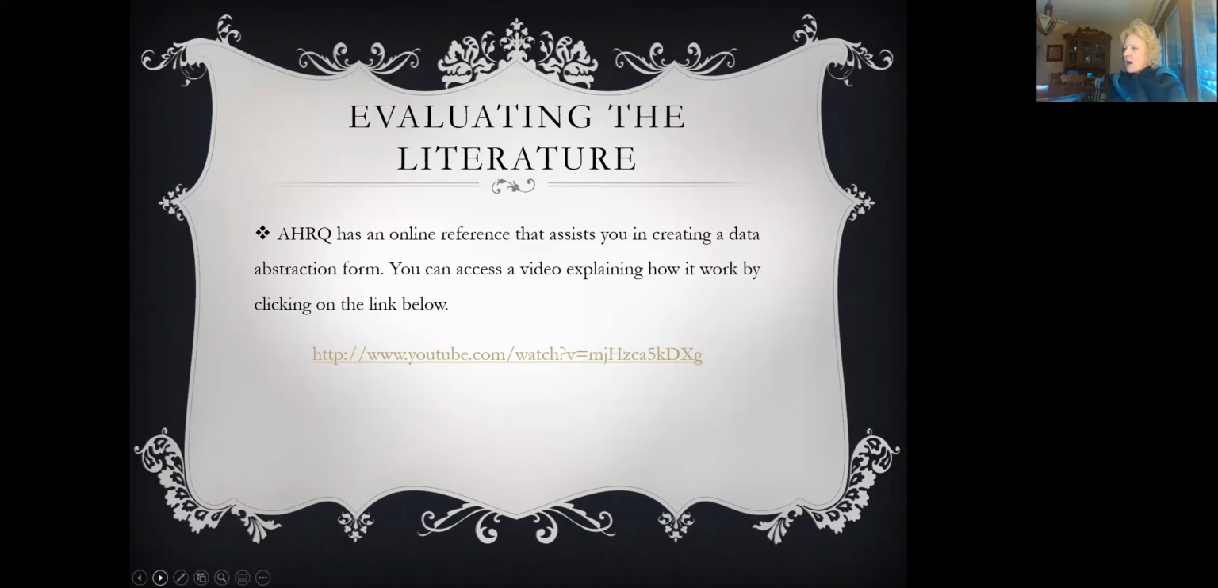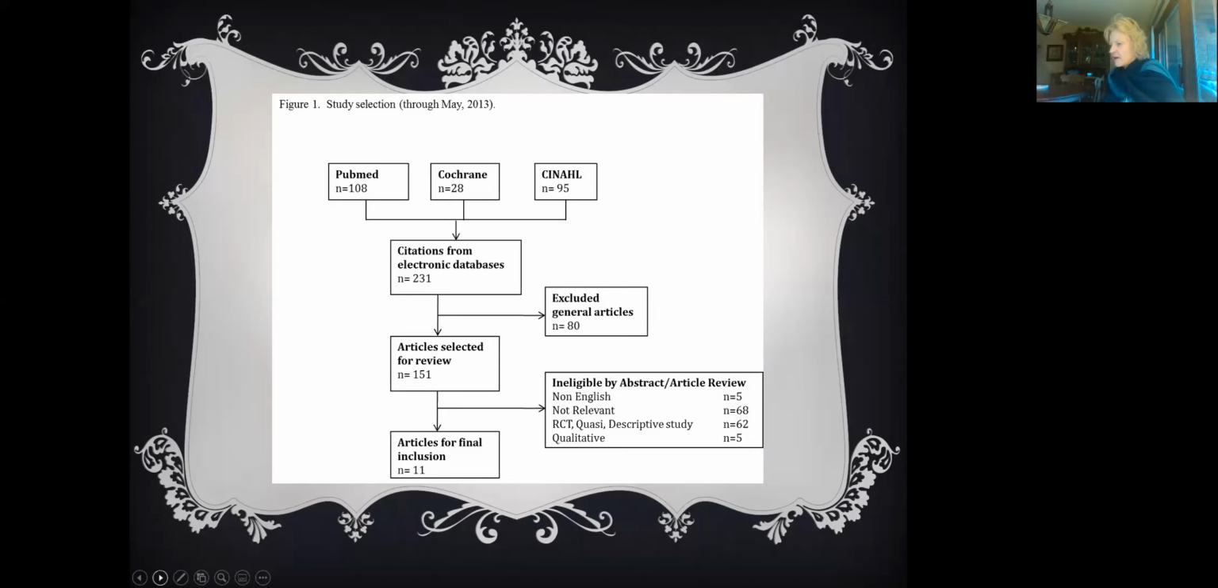So here's an example of a flowchart you then create, and you describe where you found the studies that you're pulling. So you do your lit search, and again, I can't emphasize enough that you need to work with a librarian who's good at finding things that you can't find, maybe. So you may be searching PubMed, you may be searching Cochrane, you may include CINAHL, and this particular example found 108 studies through PubMed, 28 through the Cochrane reviews, and 95 through CINAHL.